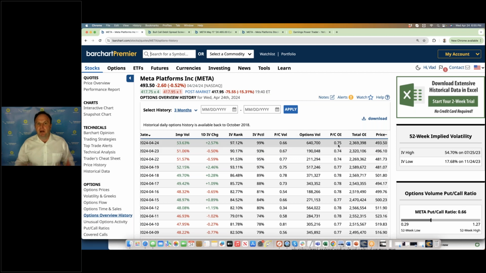If most people are buying calls and you have a call skew, risk reversals are a popular strategy. People are selling puts and buying calls. You have to be careful, right? Because if a lot of people are selling puts and Meta has negative earnings, then the stock can sell off tremendously. And that's what you actually see here.